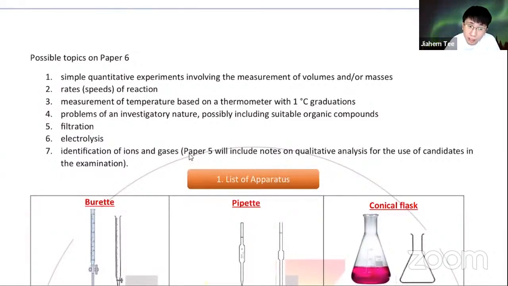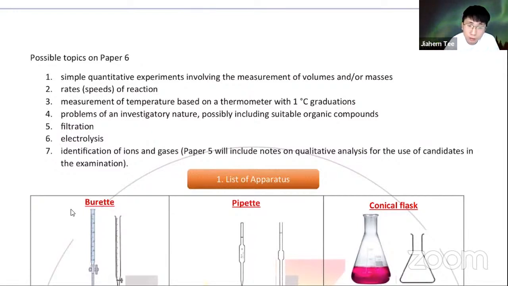Definitely, paper five will include notes on this qualitative analysis, but if you're on paper six, I guess you don't. You all know about this. We realize that topics 1 to 7 are very, very common in all past years. If you've done past year papers for paper six, technically almost every topic here came out.